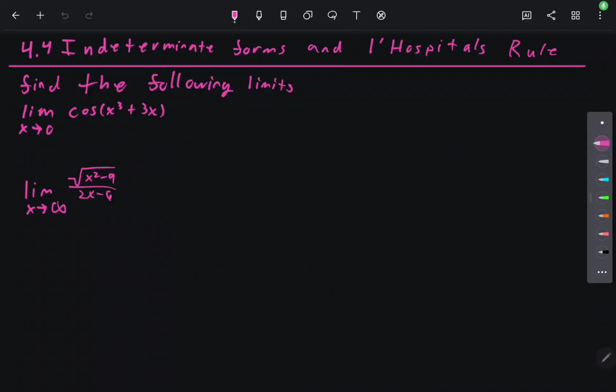Hello and welcome! In today's video, we're going to be going over topic 4.4, indeterminate forms and L'Hopital's rule. So, we keep on building up these tools.